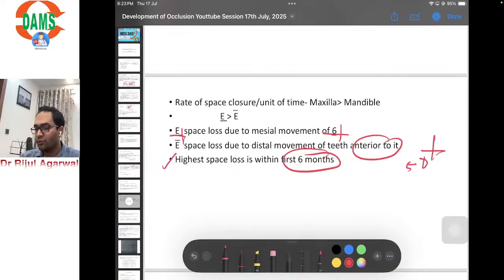So, another few important MCQ related points. If anyone has any doubt until now, can ask me, otherwise I'll move ahead. Okay.